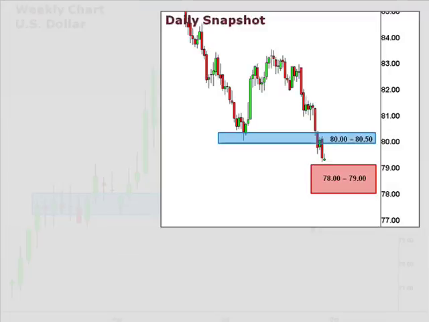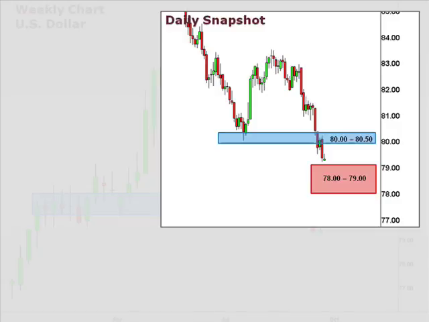If we take a quick look at our daily chart, we can see that 80.5 has become that near-term resistance level. 78-79 is the next logical support. We would once again need to see a break above 80.5 to consider trading any sort of a retracement to the upside.